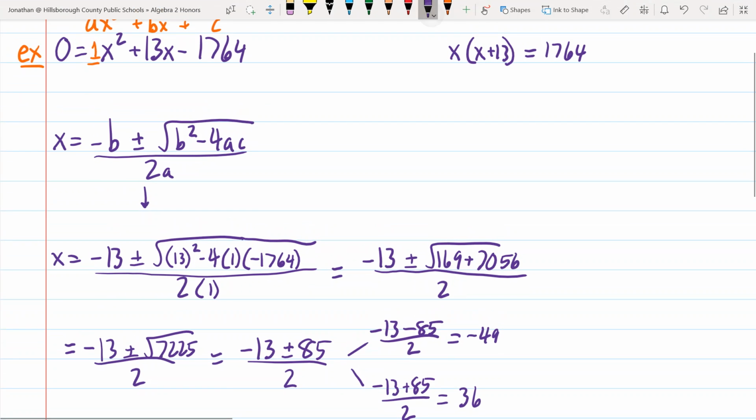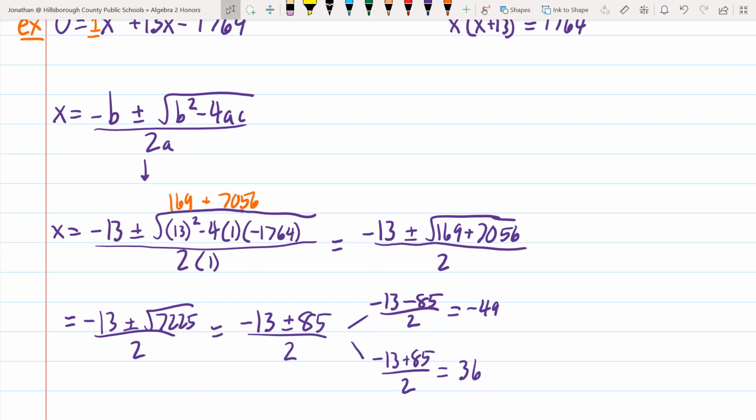If you have a good calculator, like a scientific calculator, the one I recommended to the class, you can enter most of this all in one go, if not all of it, if you know how to work your parentheses. I just like simplifying this bit by bit. So, 169 plus, because we have a negative, 7,056. And just rewriting it and simplifying it step by step.